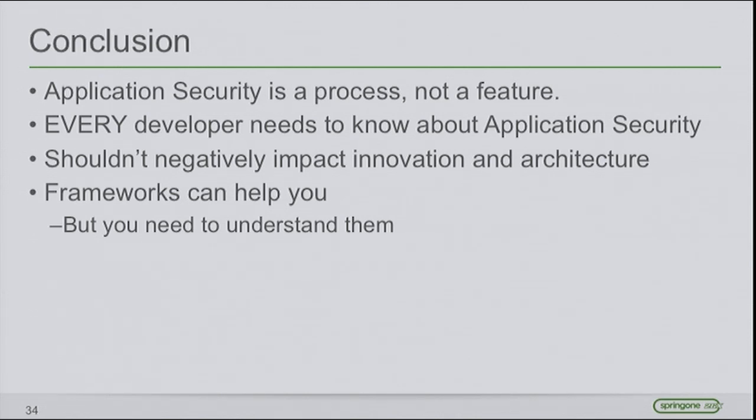Well, so what is the conclusion now? Application security is a process. It's not a feature. So you always have to think about it. Every developer has to think about it, because it's very, very easy to make something wrong here. But it should not impact your architecture negatively. It is easy to make an application 100% secure. Just remove the network cable, that's it. So applying application security should always be something which shouldn't really affect your architecture, because your architecture should be around your domain and should be maintainable and all that kind of stuff. And there are ways to do that.